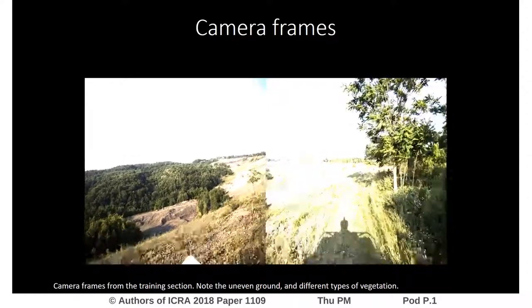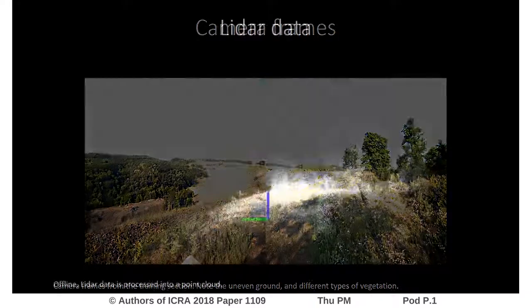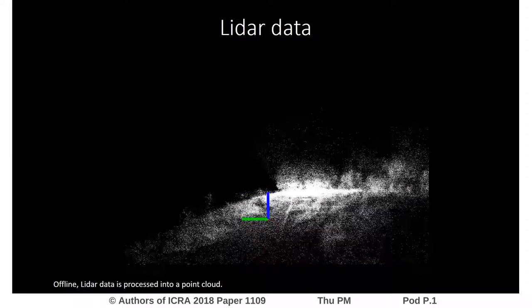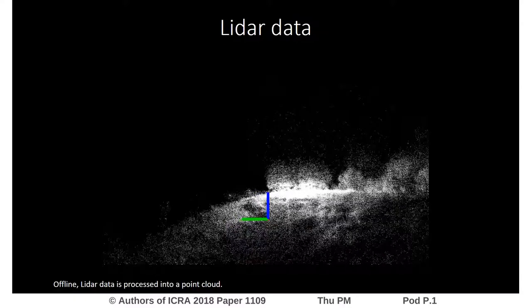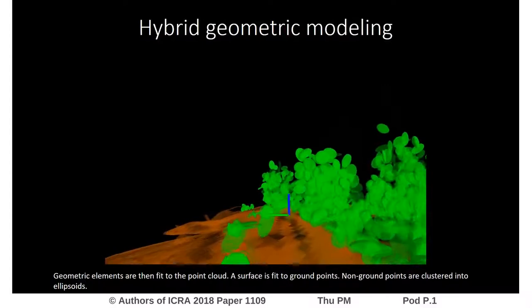Camera frames from the training section. Note the uneven ground and different types of vegetation. Offline, LiDAR data is processed into a point cloud. Geometric elements are then fit to the point cloud.